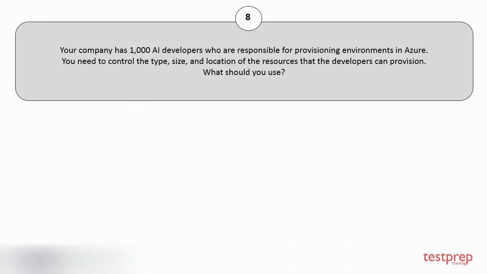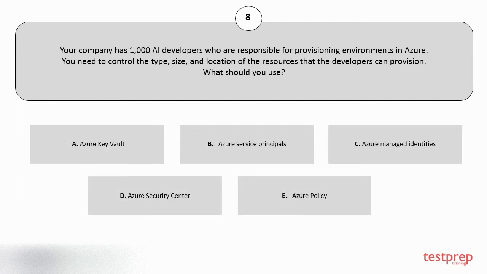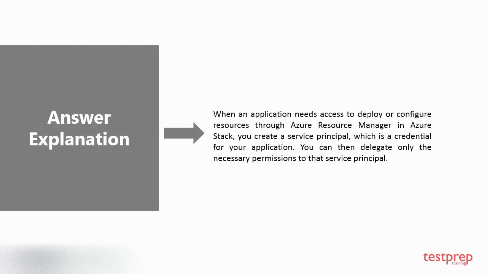Question number 8. Your company has 1,000 AI developers who are responsible for provisioning environments in Azure. You need to control the type, size, and location of the resources that the developers can provision. What should you use? Your options are A. Azure Key Vault, B. Azure Service Principals, C. Azure Managed Identities, D. Azure Security Center, E. Azure Policy. The correct answer is option B. You can refer to the following for the explanation of the answer.